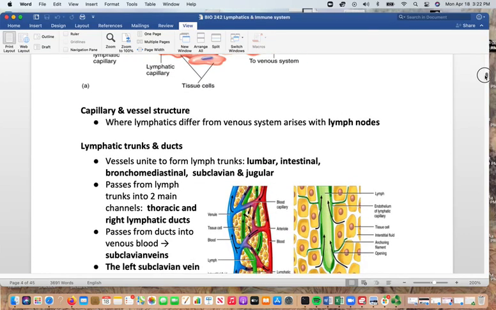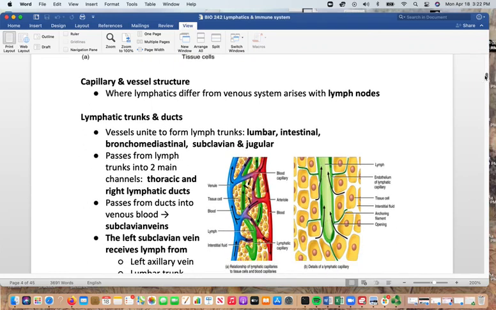So what's going to make the lymphatics different from the venous system is particularly the lymph nodes. There isn't anything that's going to filter in the venous system like there is with the lymphatics. So your lymphatic vessels are going to unite and form lymphatic trunks. So you'll have the lumbar, intestinal, bronchomediastinal, subclavian, and jugular.